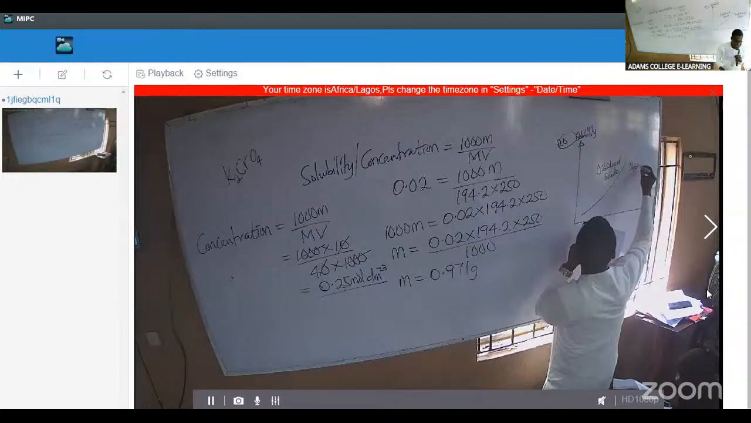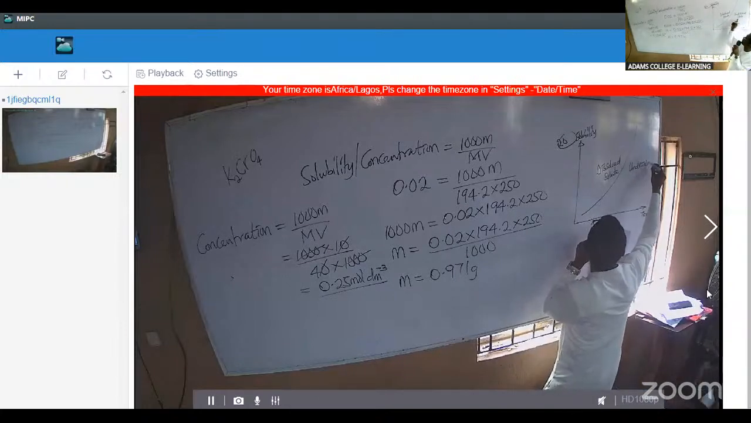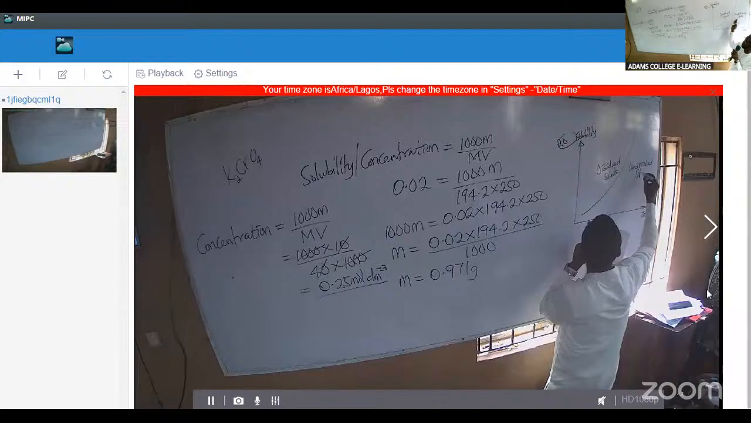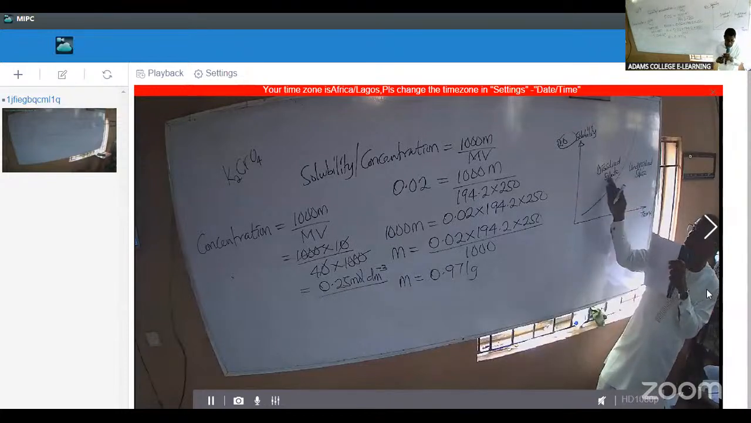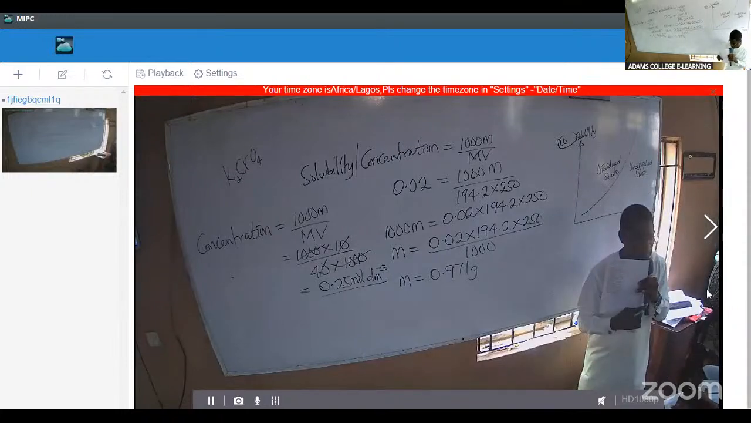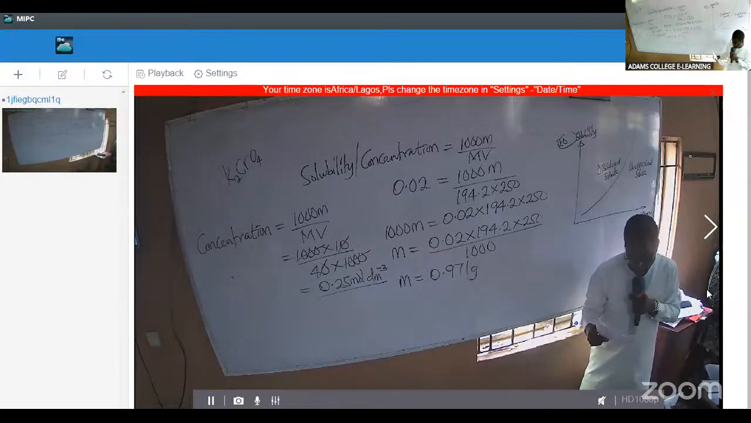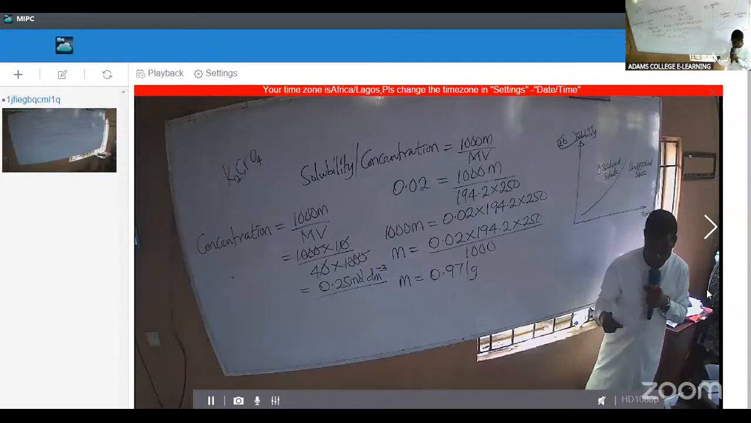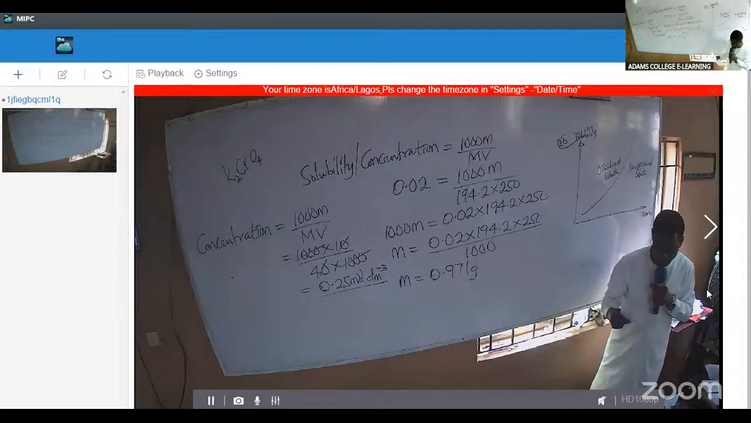So when you change the temperature, there will be disequilibrium between the two of them: the amount that dissolves and the amount that is not dissolving. So there will be a change. Let me see the options. Option A, between the dissolved solute and the solvent? No. It has to be the solute that dissolved and the solute that did not dissolve. So the answer is C, dissolved solute and the undissolved solute.